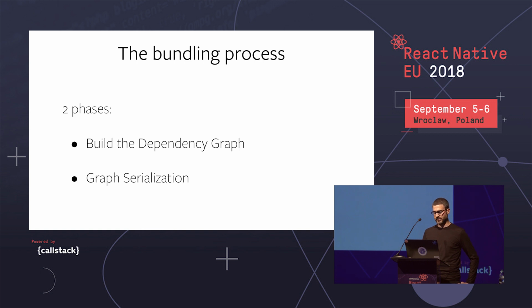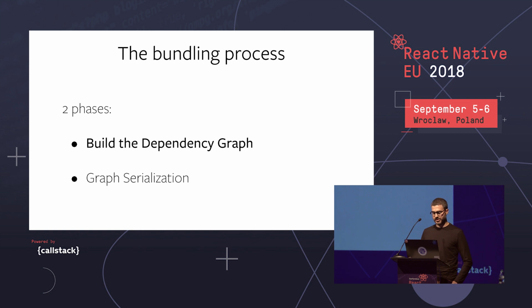The second and final phase of the process is the serialization of the graph. This takes the graph object that we generated in the previous step and generates a string or a buffer or anything. There can be many serializers that apply for the same graph. For example, in React Native, we use 2 different serializers when building the production apps. One for building the actual JavaScript bundle, and another one for building the source maps that correspond to that bundle.